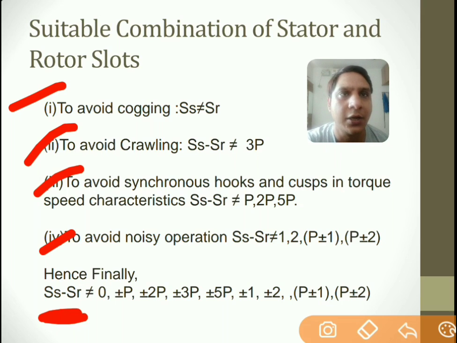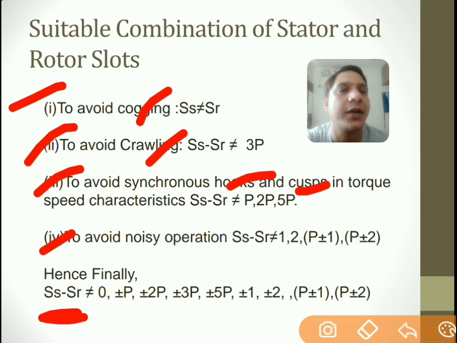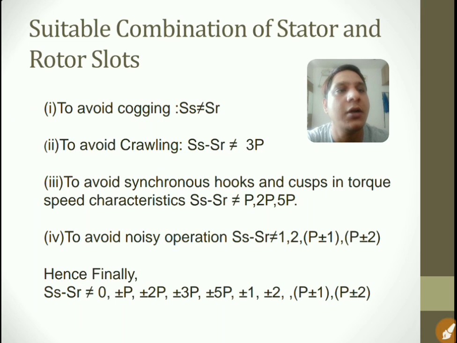That's what is to be understood. Whenever we are thinking of how many stator and rotor slots are to be taken for an induction motor, we need to understand in detail that these are the conditions to be satisfied while choosing the number of stator and rotor slots. If these conditions are satisfied, then only the motor will work properly. Otherwise problems will occur, which we have seen, such as cogging, crawling, synchronous hooks and cusps in the torque-speed characteristic, and noisy operation. These are the problems associated if the number of stator and rotor slots are not chosen properly.